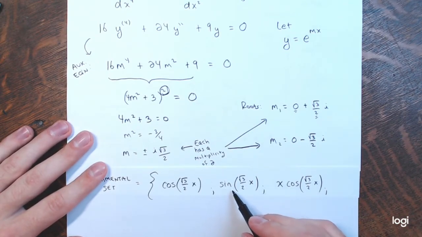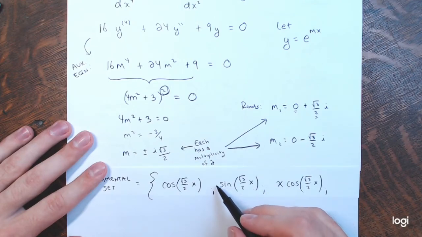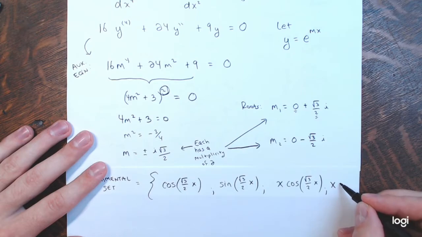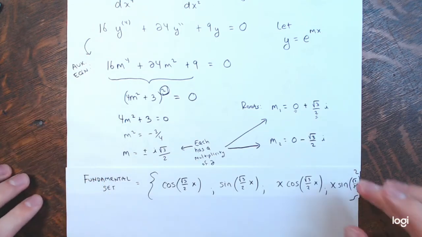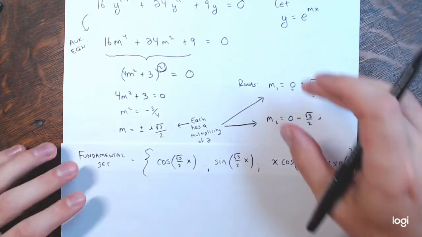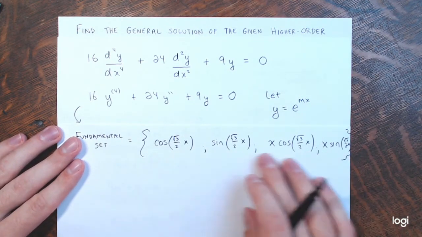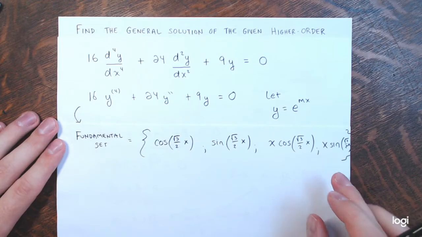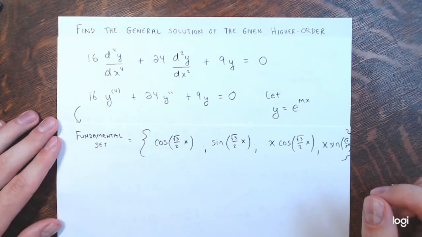And then the same thing for the sine, multiplicity 2, so sine of square root of 3 over 2 times x, and then x times that, x times the sine of the square root of 3 over 2 times x. Sorry about the edge of the page there. But there's my fundamental set, four linearly independent solutions to this differential equation. You can use the Wronskian to verify that these are independent. Also, you can check each one individually, to see that it does satisfy the differential equation.